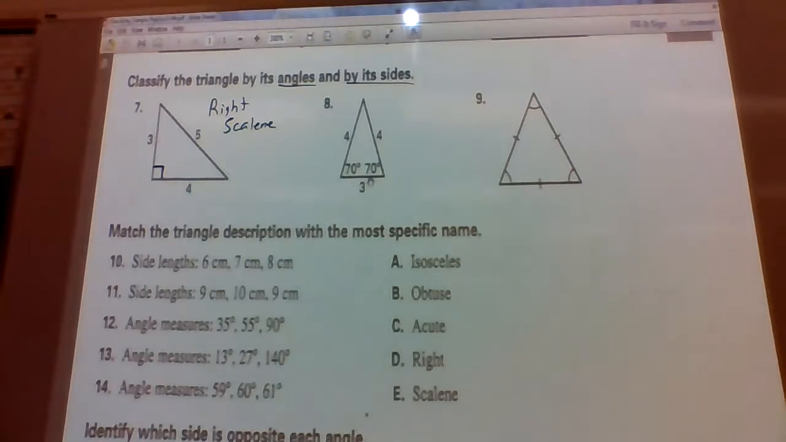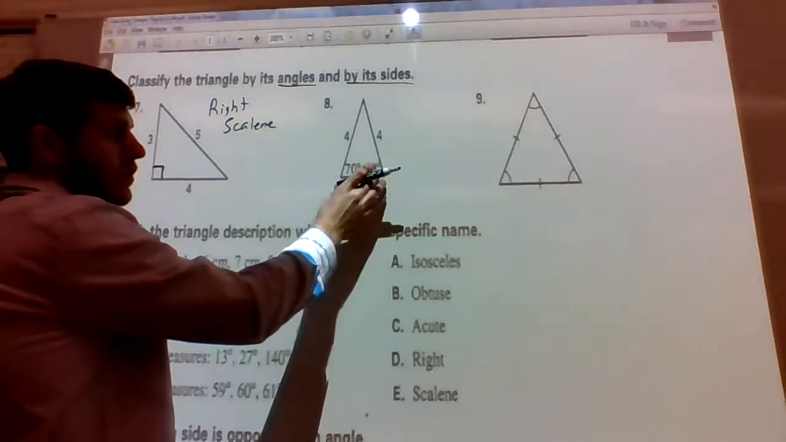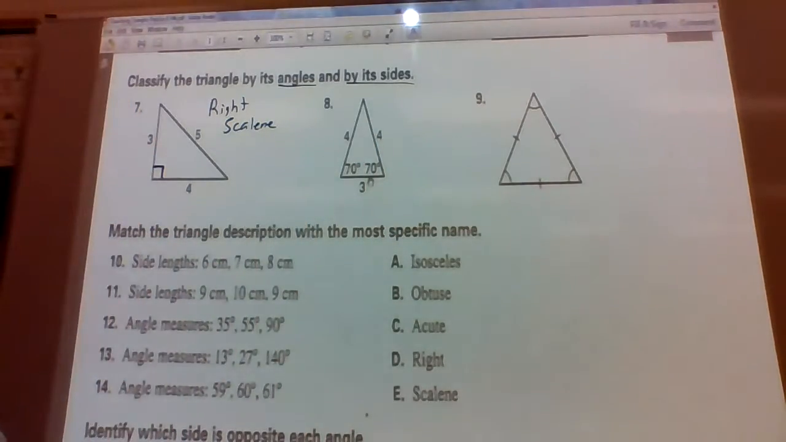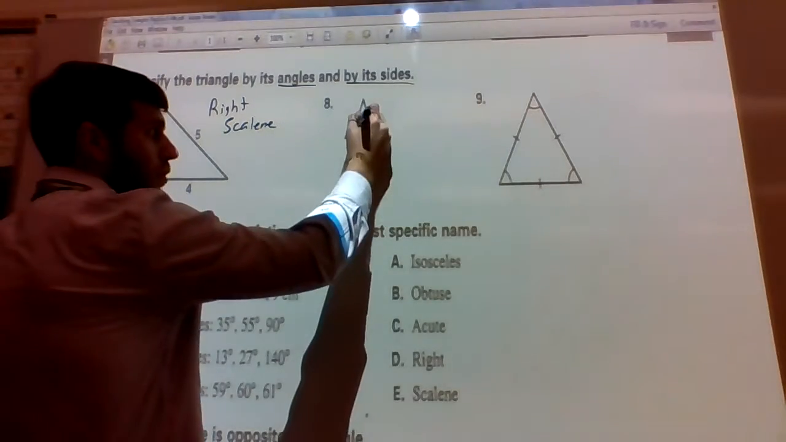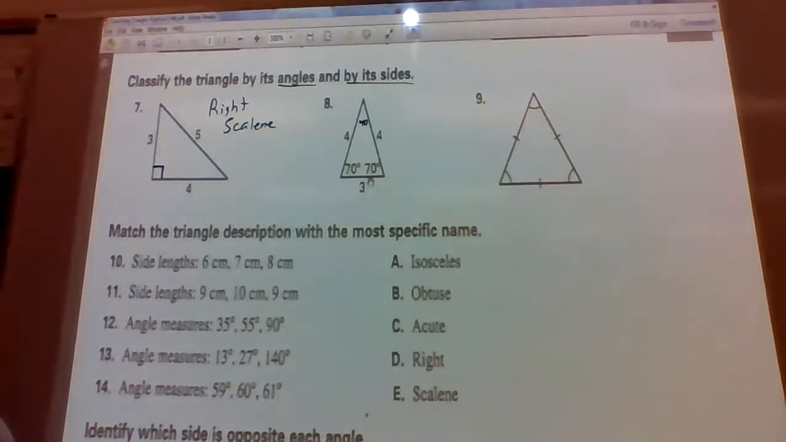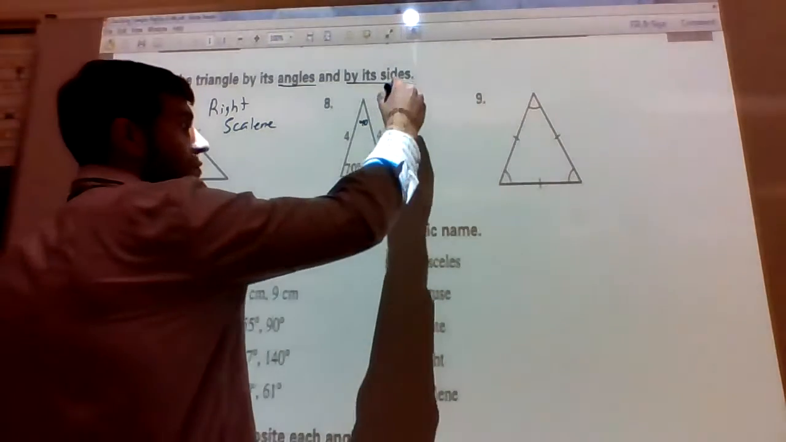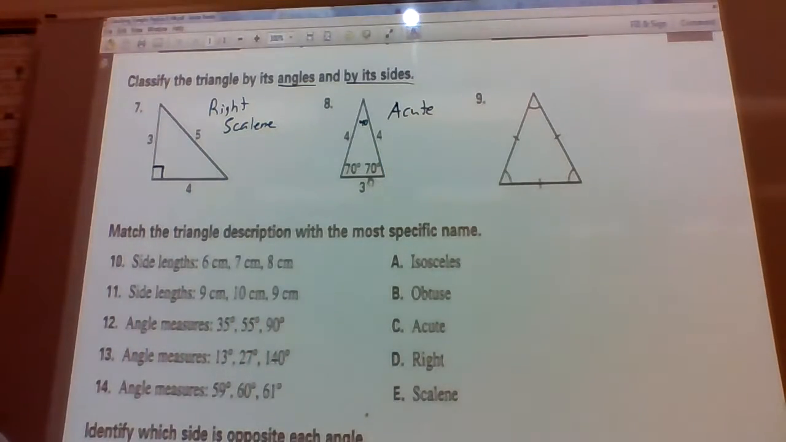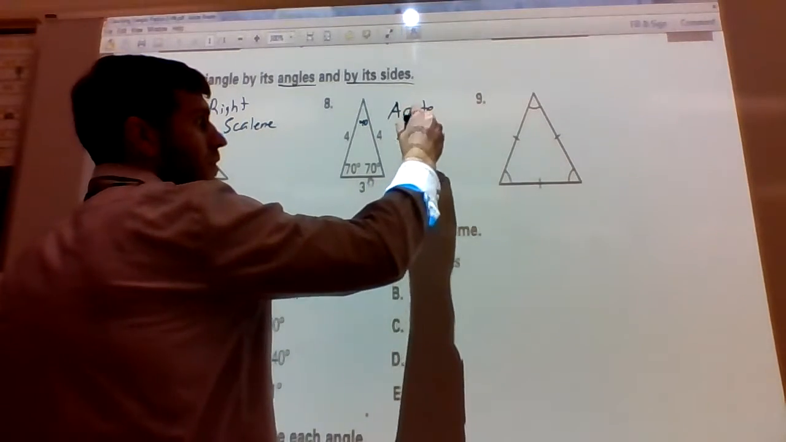Okay. Number 8, we notice, first if we start with angles, we notice if this is 70 and that's 70, this other angle is going to have to be 40, because 180 minus 70 minus 70 is 40. So 40 and 70 and 70 should add up to 180. So since all of the angles are less than 90, this is going to be acute. Then we look at the sides. We have a side of 4, a side of 4, and a side of 3. Since 2 of the sides are the same, it's going to be isosceles. So this is an acute isosceles triangle.